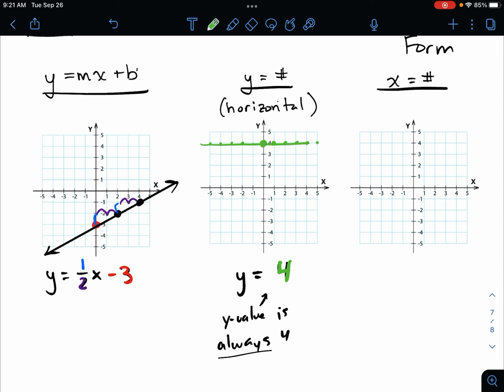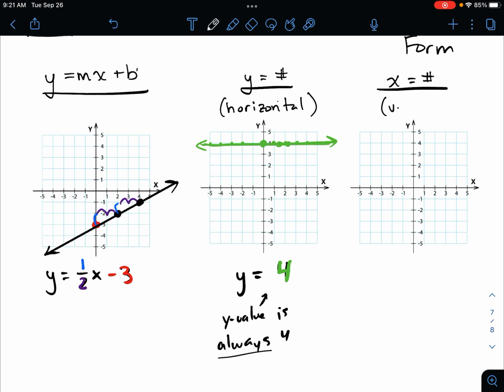So it works out that no matter where I'm at at this height, the y value is 4. Even if I'm at like 1.5, 4, or 2.1, 4. Anywhere along this line here, you're going to have a y value of 4. So that's why y equals a number is always going to give you a horizontal line.